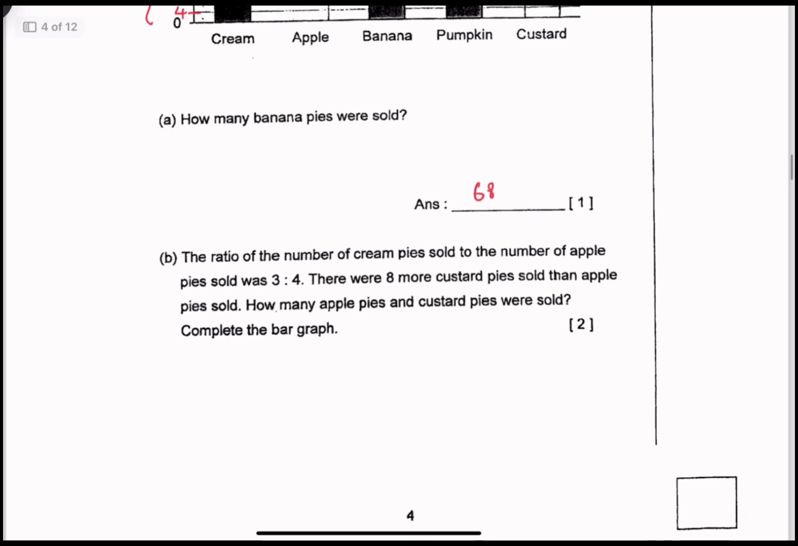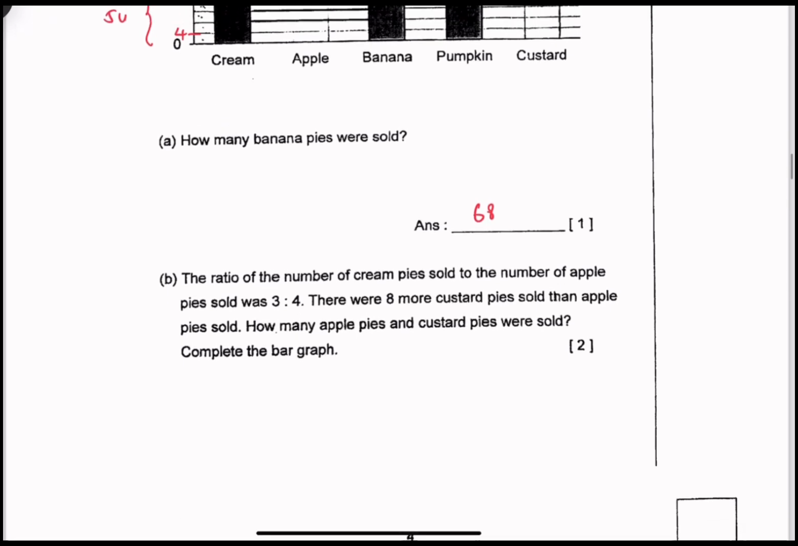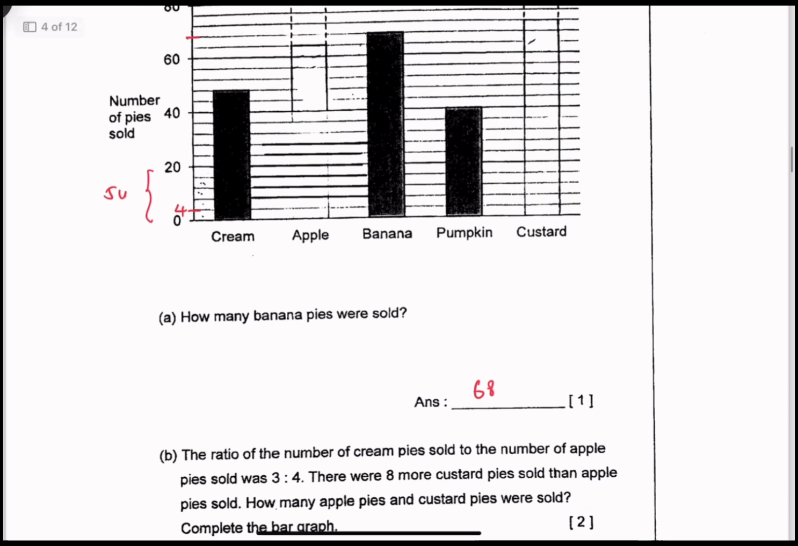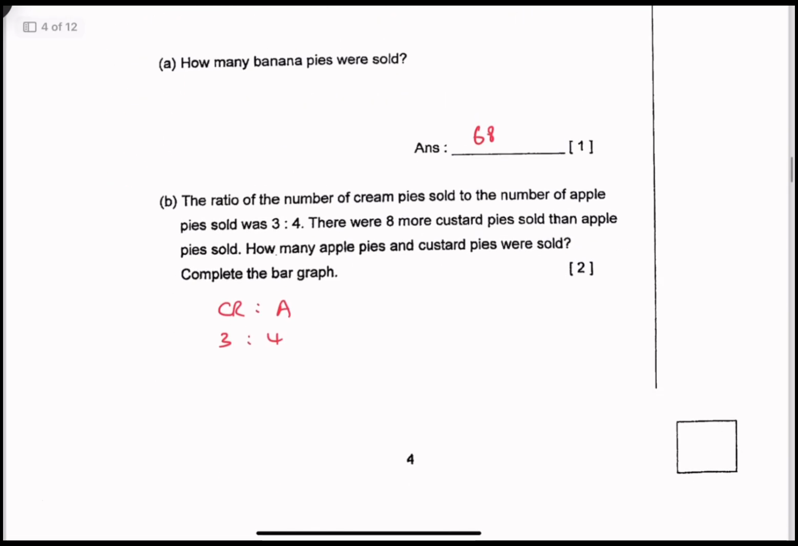The ratio of the number of cream pies sold to the number of apple pies is 3:4. So cream pie is to apple pie is 3:4. So let's write this down. There were 8 more custard pies. Okay, this is cream. 8 more custard pies sold than apples. So first we know the cream. Cream here, from the diagram, is actually 48. So cream is 48. So 3 units is 48. Okay, 3 units is 48.